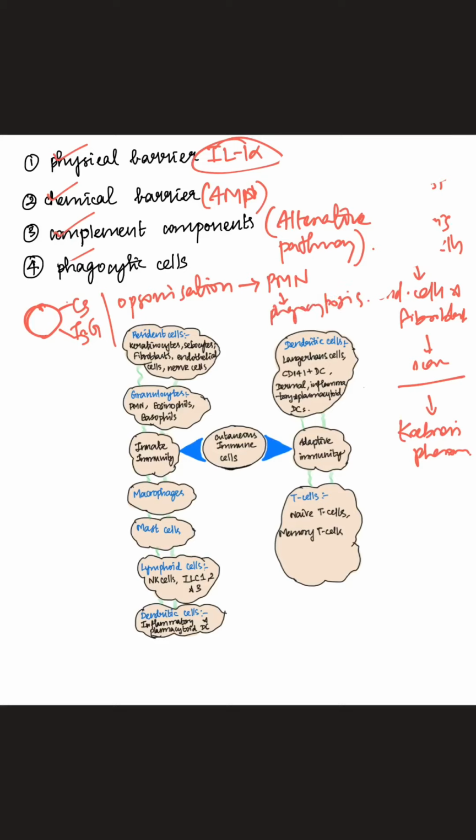So after this, the pathogen gets killed by two processes. One is an oxygen dependent process, another one is an oxygen independent process. The oxygen dependent process happens through NADPH oxidase, and the oxygen independent process happens through enzymes like lysozymes.